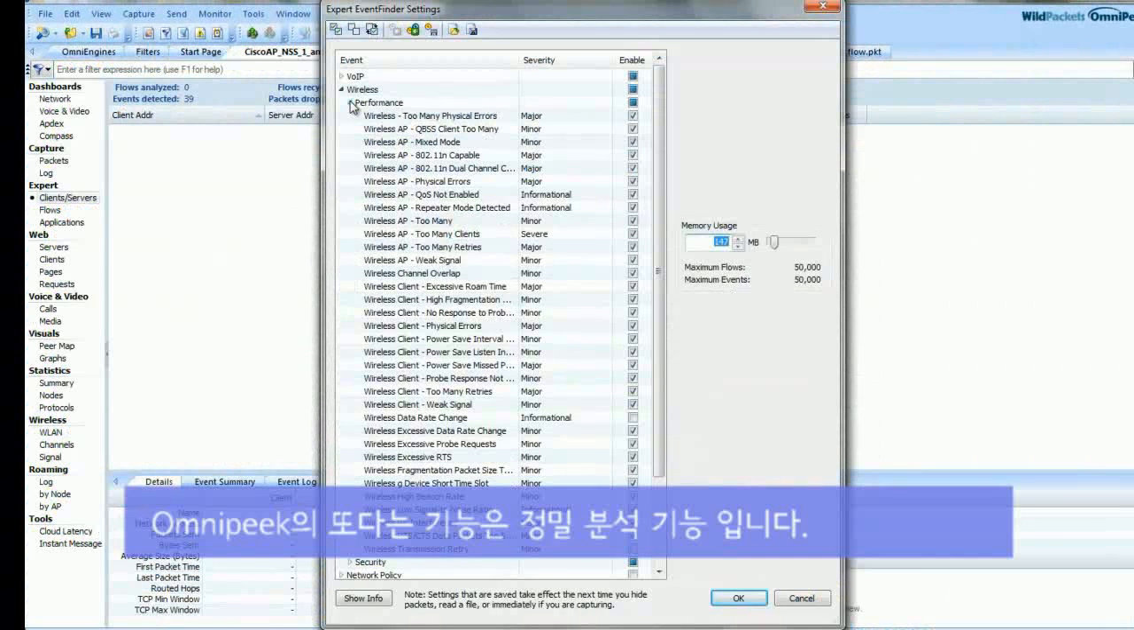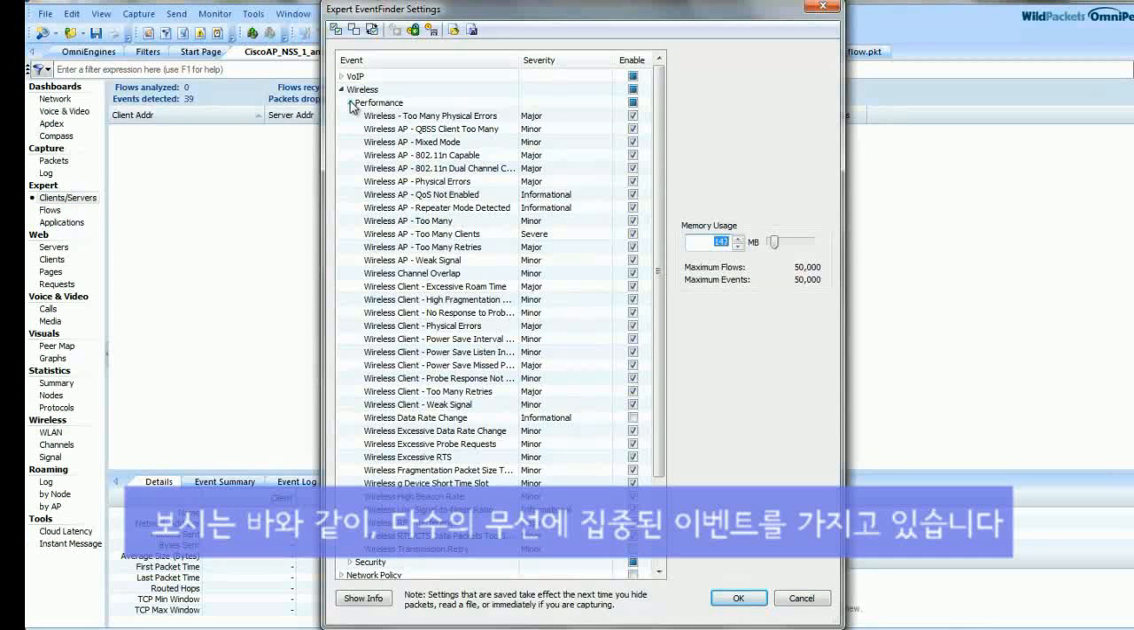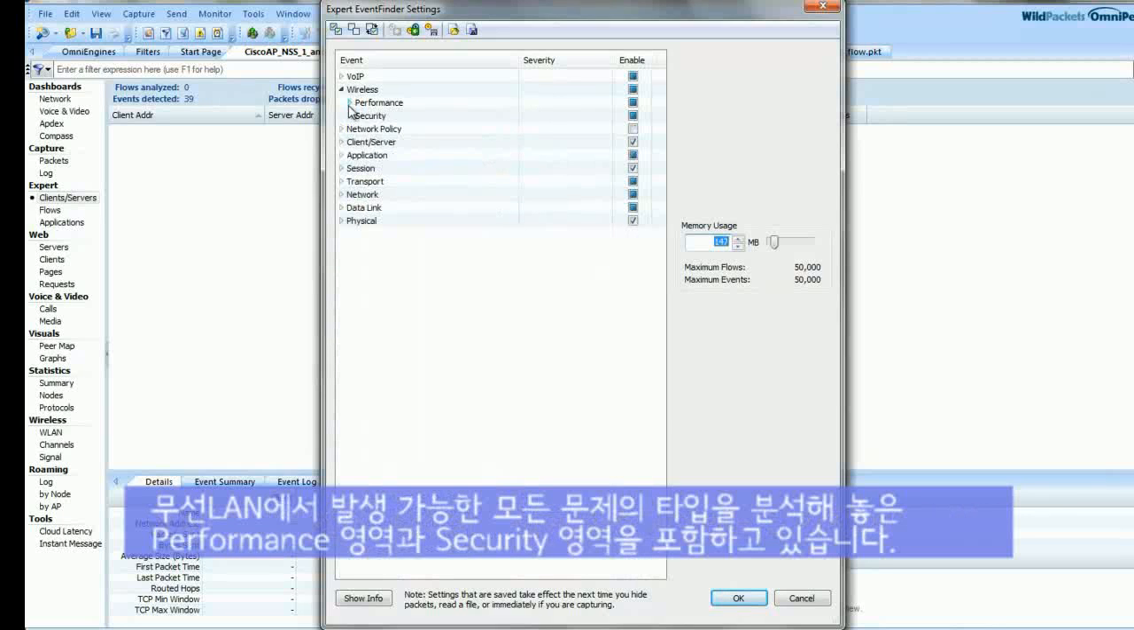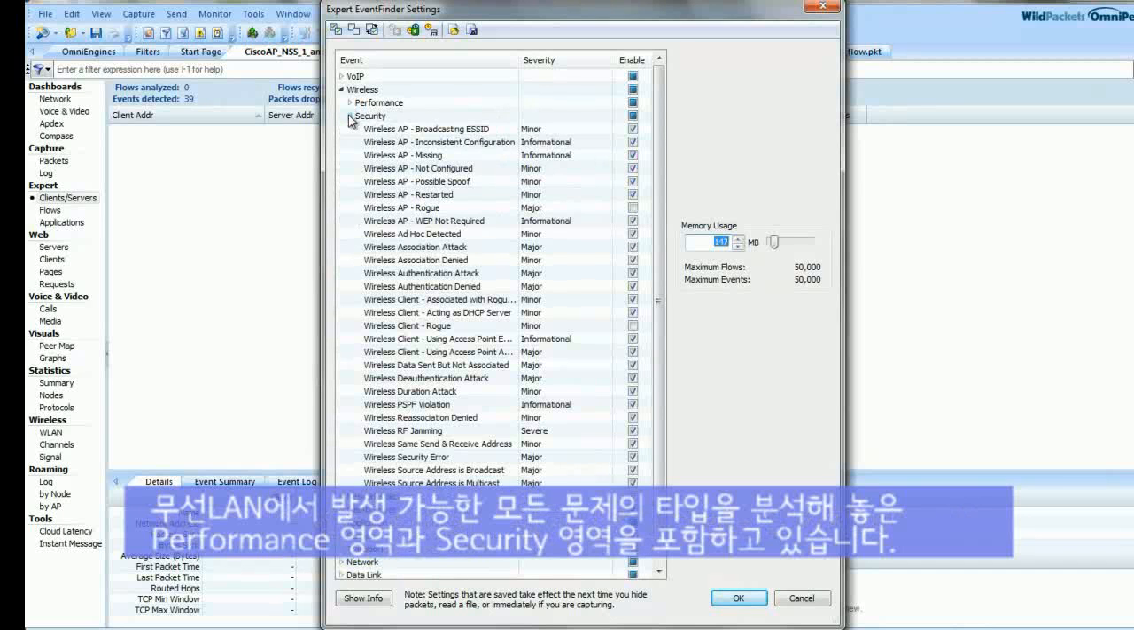Another key capability of OmniPeek is our expert analysis. Our expert analysis runs in the background looking for network faults on a continuous basis. As you can see, we have a number of expert events which are specific to wireless, including some in the performance area and in the security area, analyzing all different types of possible problems on the wireless LAN, again, on an ongoing basis.